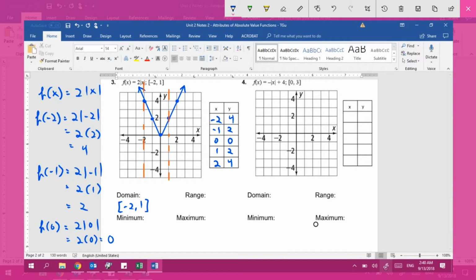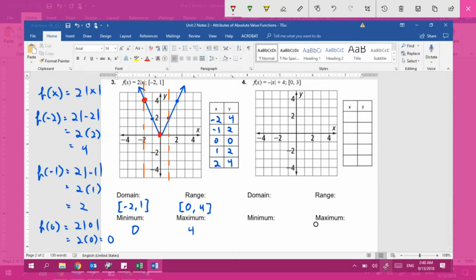the interval. The range, what's the lowest point inside that interval? That's going to be 0. And what's the highest point inside the interval? You can see that's going to be right here at +4. So then my minimum is just going to be the lowest number on my range, which is 0. And my maximum is going to be the highest number in my range, which is 4. So you can see that matches up right there.